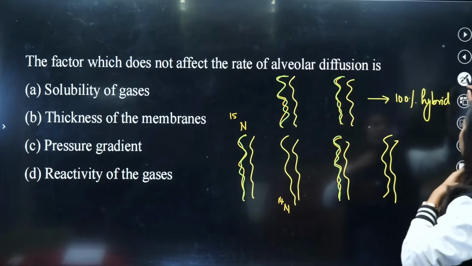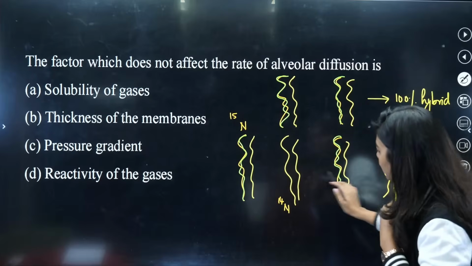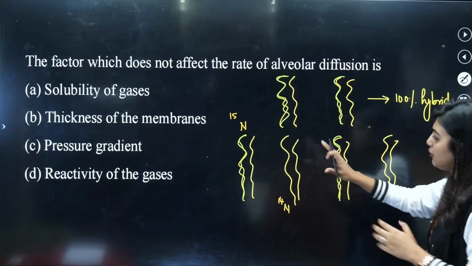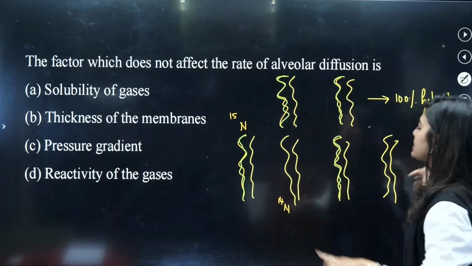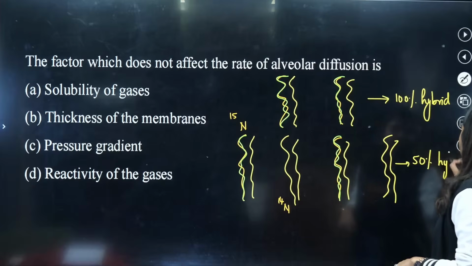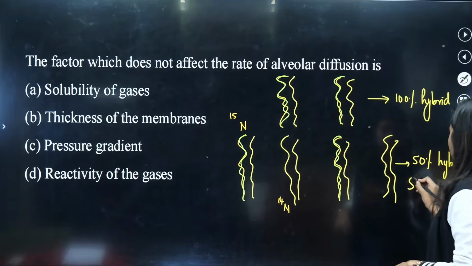Okay, look here, all of you. I told yellow is light. So how much light am I getting? I am getting 2 of it. Out of 4, 2 is light, 2 is hybrid. So can I say 50% hybrid, 50% light.